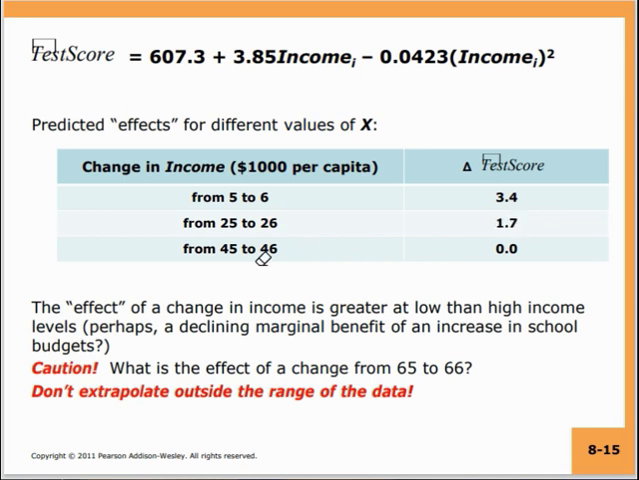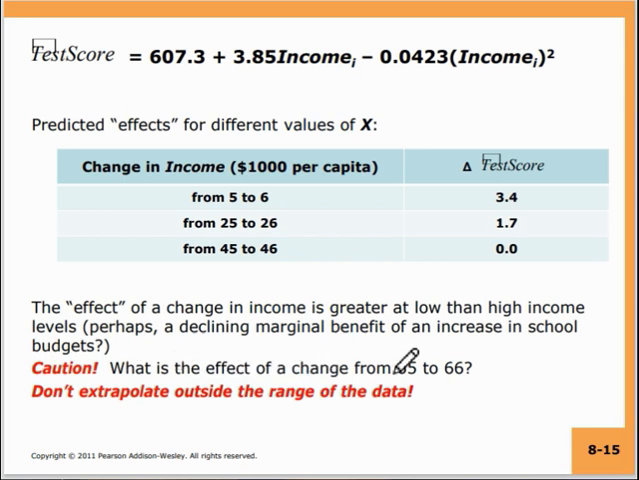And if the level of income changes from 45 to 46, in each of these cases the change is just $1,000 per capita. 5 to 6, 25 to 26, 45 to 46, in each case the change is only $1,000 per capita. But as you can see, because the slopes are not constant, the test score is changing by differing amounts. So the effect of a change in income is greater at lower income than at high income levels, perhaps a declining marginal benefit of an increase in school budgets.